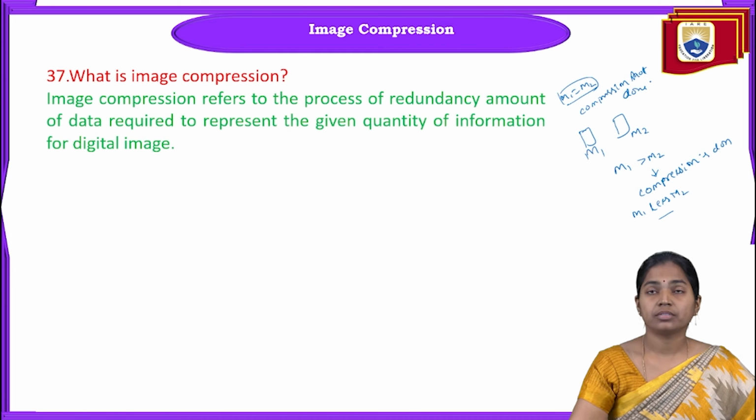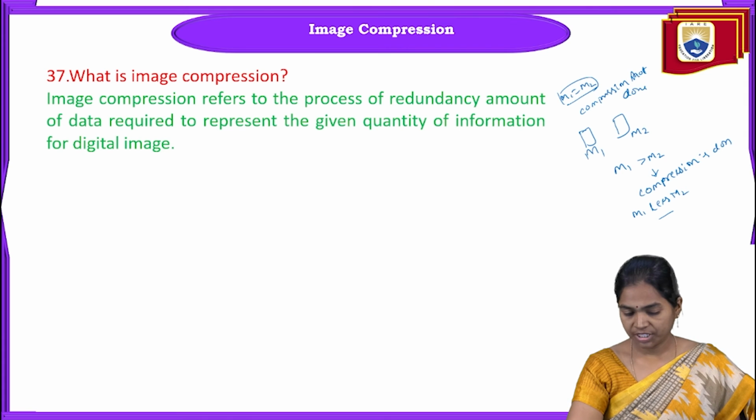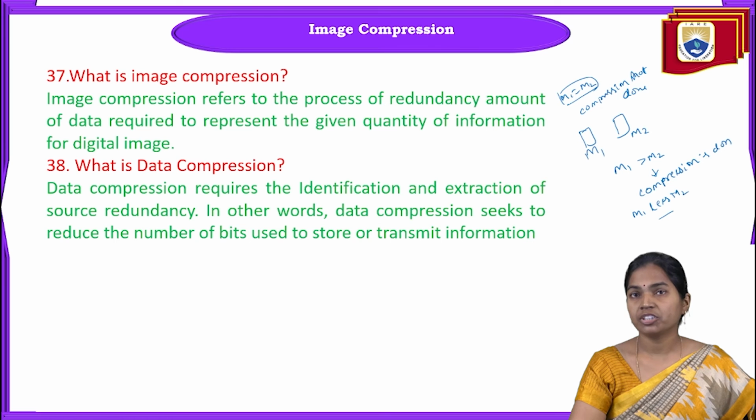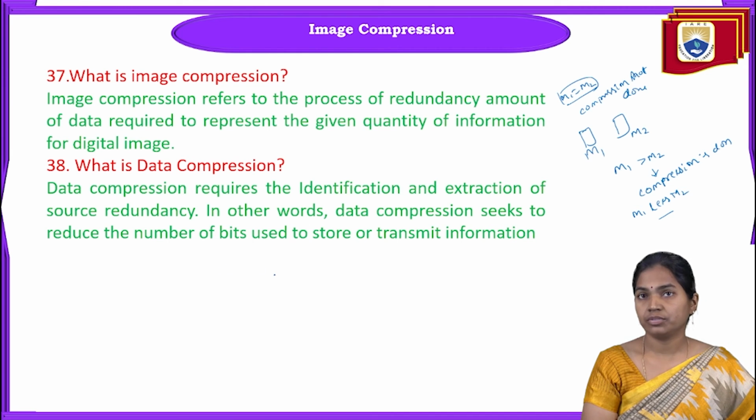Image compression refers to the process of reducing the amount of data required to represent a given quality of information of a digital image. What is data compression? Data compression requires the identification and extraction of source redundancy. In other words, data compression reduces the number of bits used to store or transmit the information.